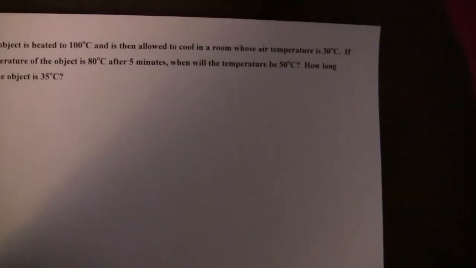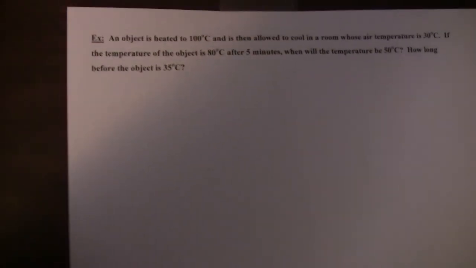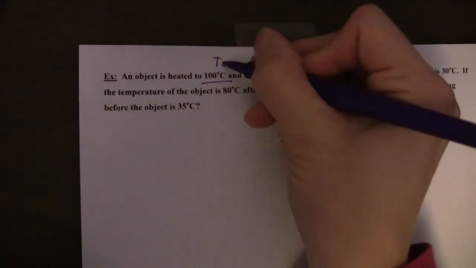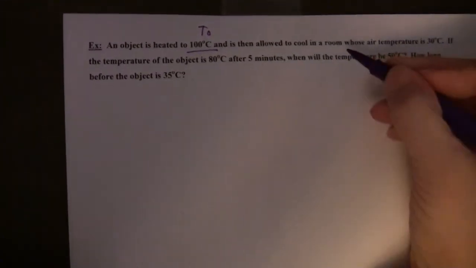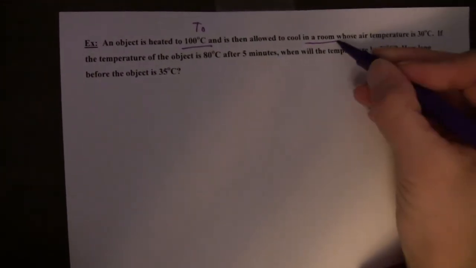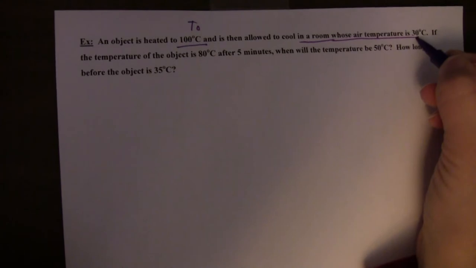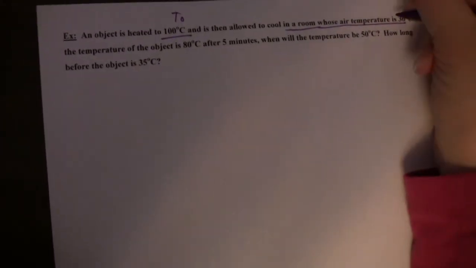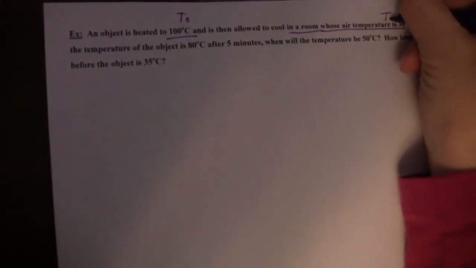Okay, let's see. We've got one more Newton's Law of Cooling here. All right, we have an object heated up to 100 degrees Celsius. Okay, so what's that? 100 degrees, that's going to be the initial. And then it's allowed to cool in a room whose air temperature is 30. Okay, that nice cool room is going to be the medium.